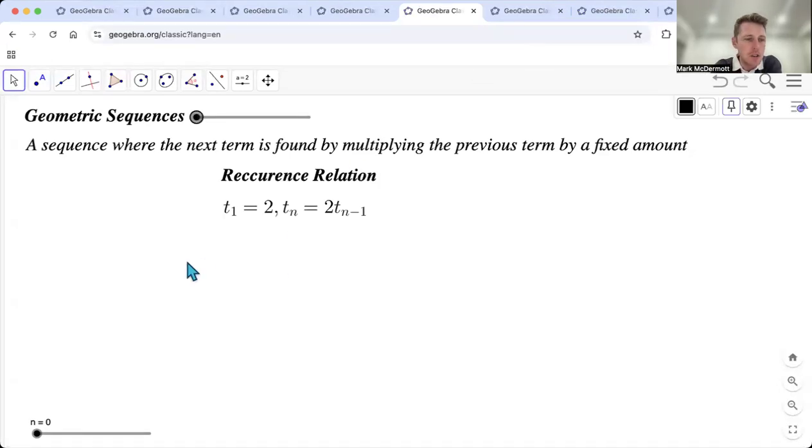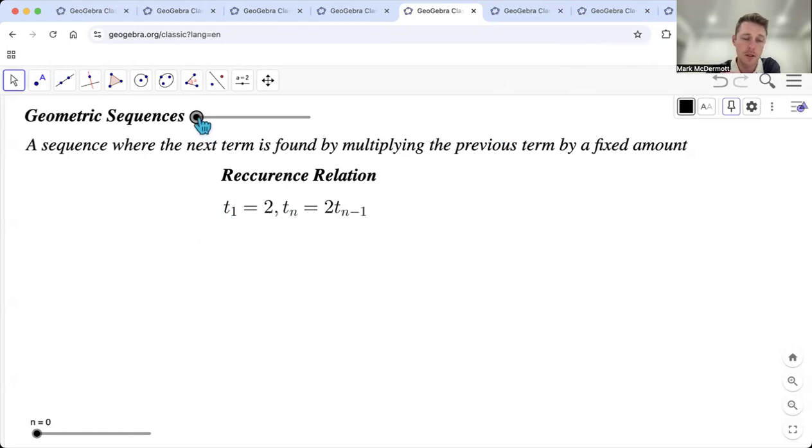All right, so a geometric sequence is a little different. It's a sequence where the next term is found by multiplying the previous term by a fixed amount. So we can, again, generate a recurrence relation. If we looked at something like this, we said t sub 1 is 2, t sub n is 2 times the previous term.